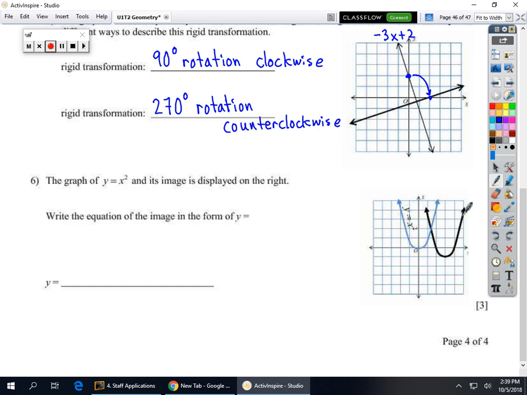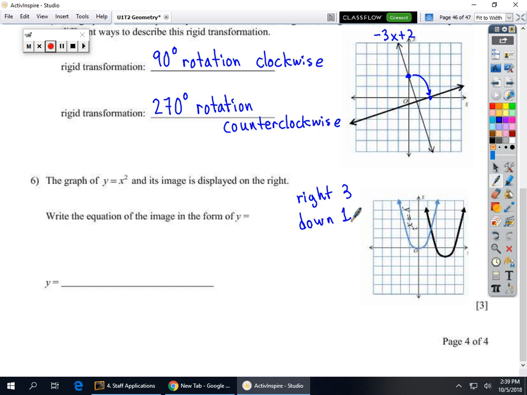Well, this is definitely a translation. It's moved right and down, but by how much? It moved right, 1, 2, 3, and down, 1. So this translation is right 3, and down 1. But I need to write this as an equation.